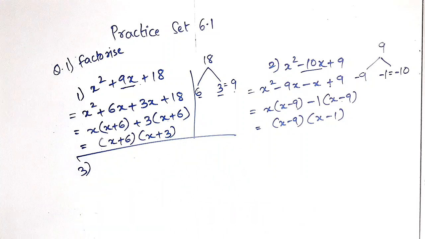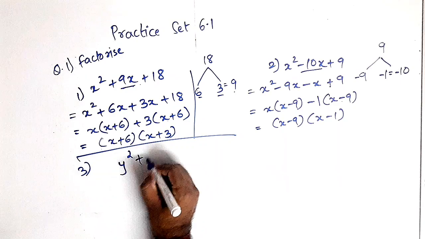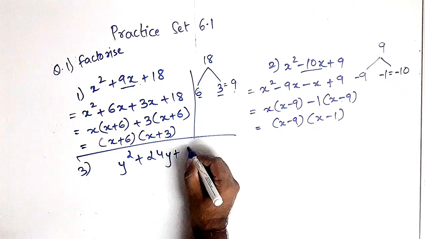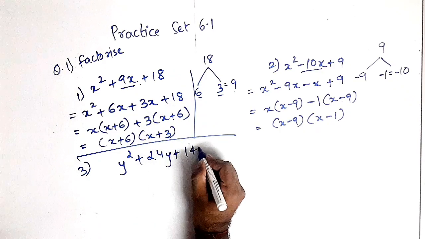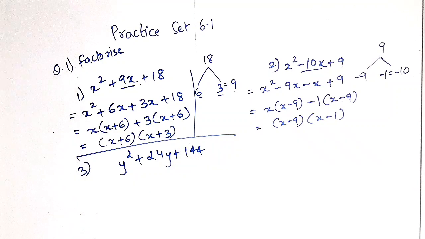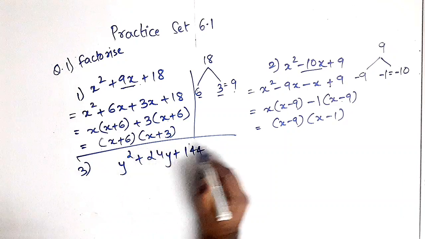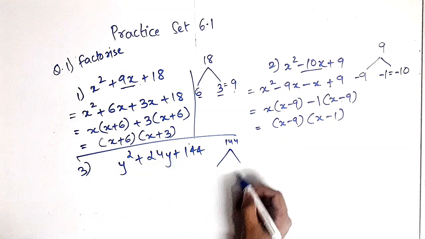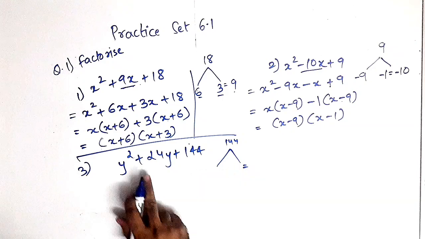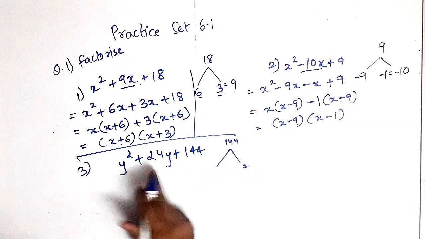Let us move on to the third one. The third one is y square plus 24y plus 144. Here, as you can see, the first and third term, what is the product? 144. I want the factors of 144 such that I get 24.